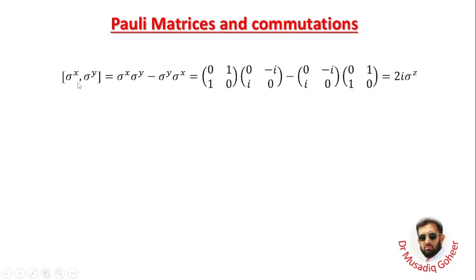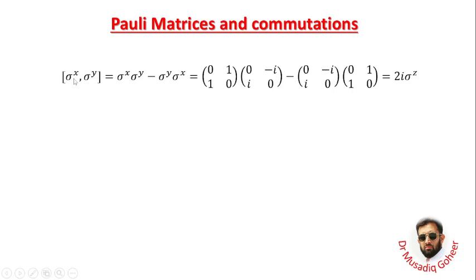The commutation relation of sigma x and sigma y can be written as sigma x sigma y minus sigma y sigma x. Instead of sigma x, we will write its matrix form, and instead of sigma y, we will write its matrix form. When we solve it, it gives us the result 2i sigma z.